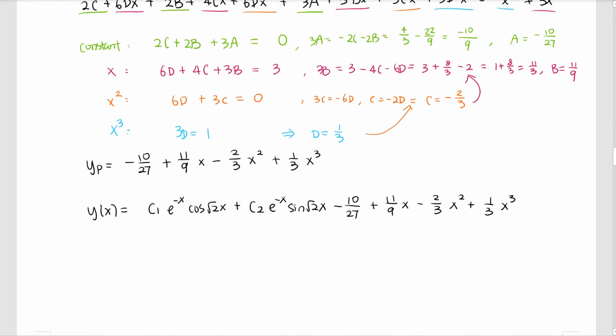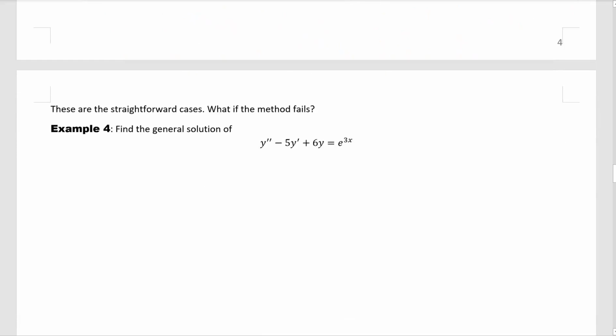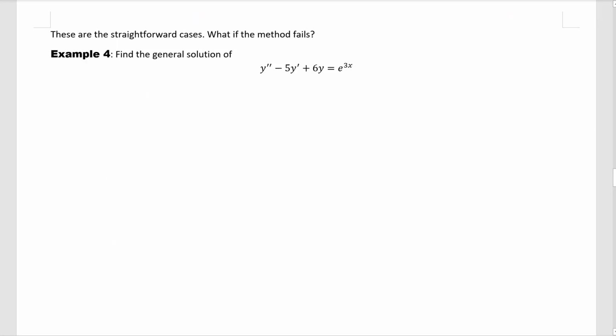Okay, let's continue. So actually what we have been doing, the examples are a straightforward case. What if the method fails? Okay, let's look at this example. So let's follow the same steps. First step, we consider the homogeneous differential equation.